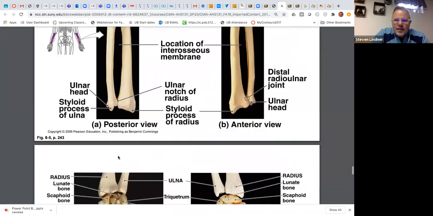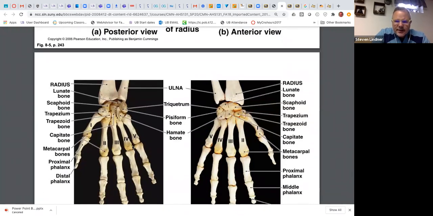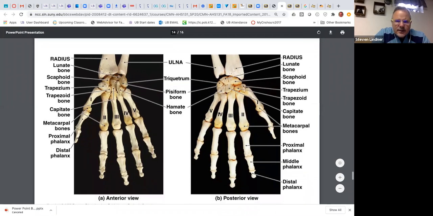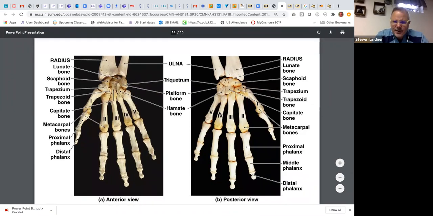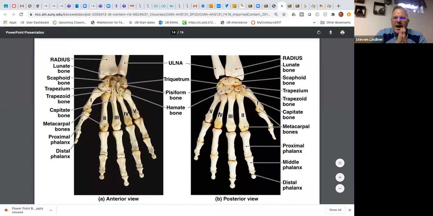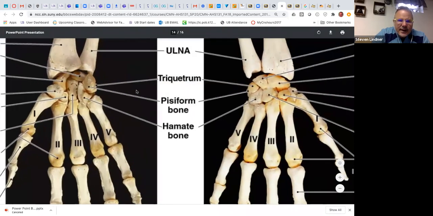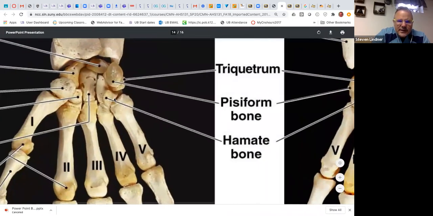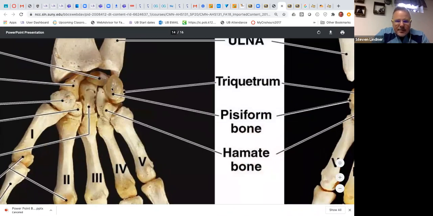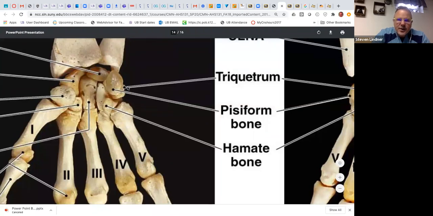Okay, we're getting close to the end here. And at the very end, we are looking at the anterior and posterior hand. Now, again, you have to be able to look at the hand and say, am I looking at this from front or back? Because everything changes. When you look at the hand from the front and we look at the carpal bones and we zoom in here, there is a bone called the pisiform. It is anterior. It sits on the triquetrum.